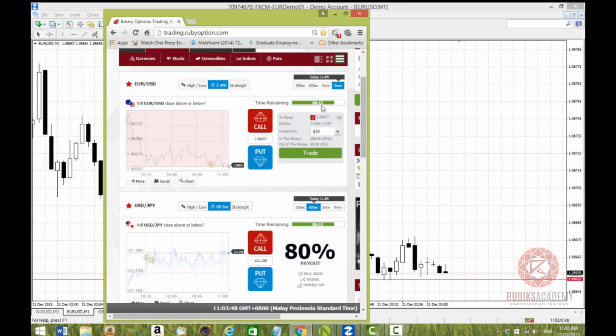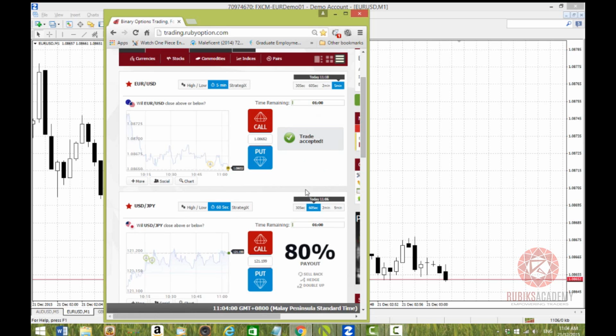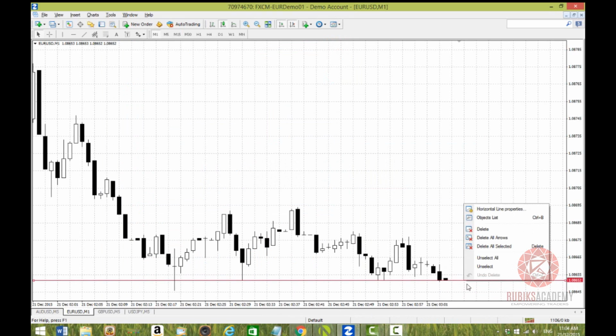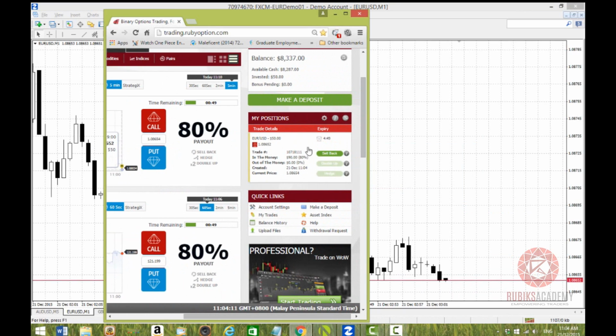Now I always time my entries with the close of the candlestick. So 10, 9, 8, 7, oops, 6, 5, 4, 3, 2, 1. Okay, I'm in, but technically it has broken past my desired level, so I have no idea what's going to happen. But I have gone in for a call order and going for a 5 minutes expiry time.